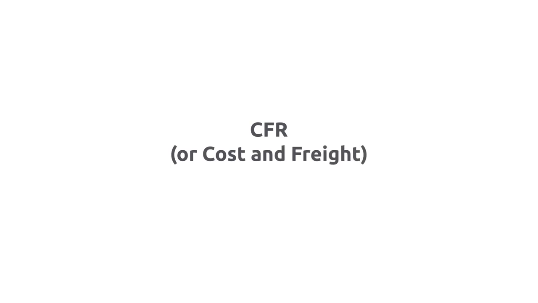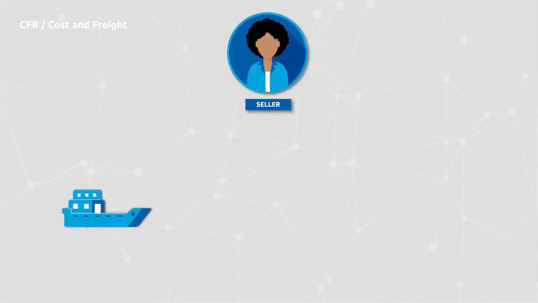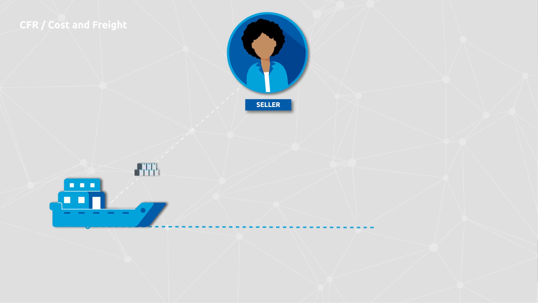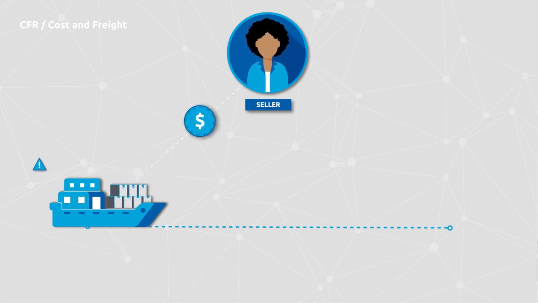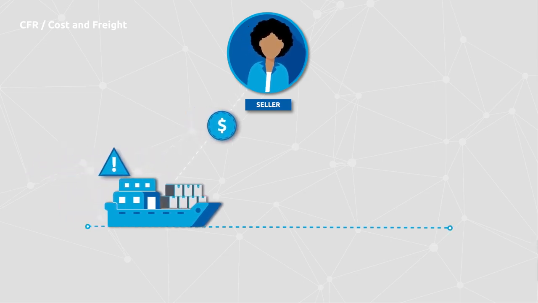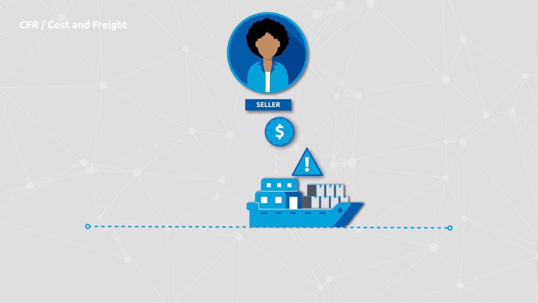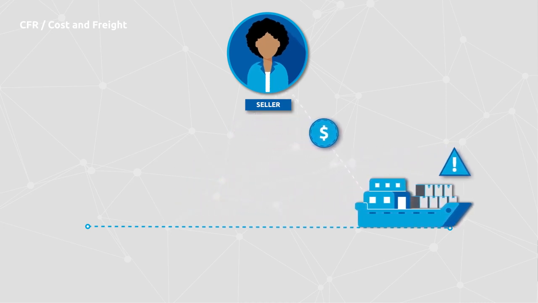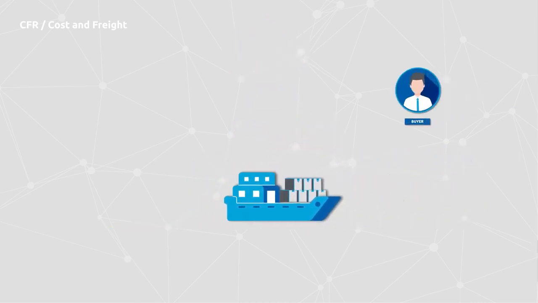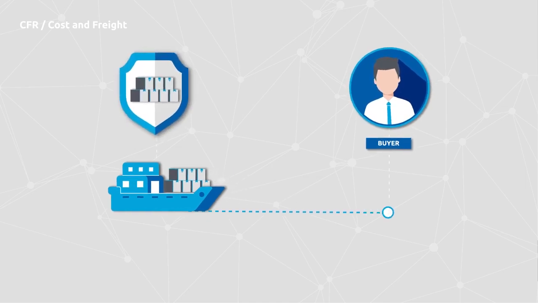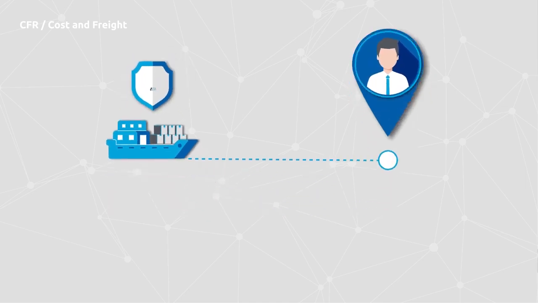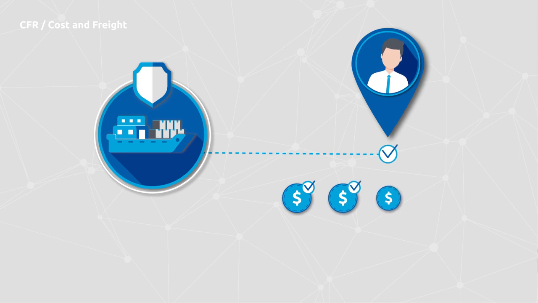CFR, or cost and freight. This term means all charges, including freight up until the intended port of destination, are borne by the seller. However, as a buyer, be cautious. The risk for the buyer takes over when the goods are loaded on the vessel. So even though you're not paying for the freight, you may want to insure your shipment. All the remaining charges at destination are then settled by the buyer.